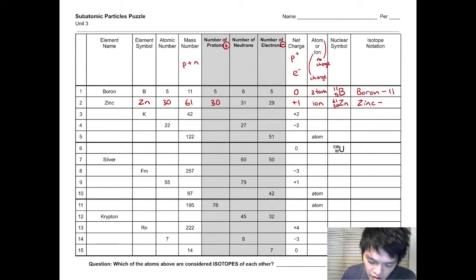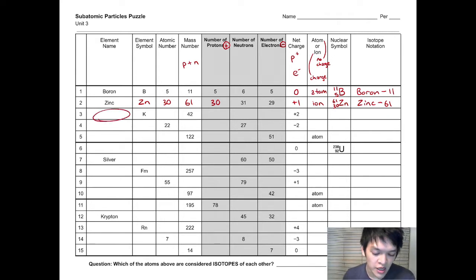The mass is the mass number, which is 61. So this zinc ion is specifically a zinc-61, right? It has enough protons and neutrons to get a mass of 61. Let's go to the next atom.